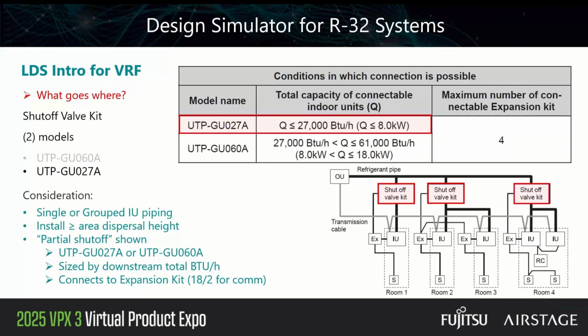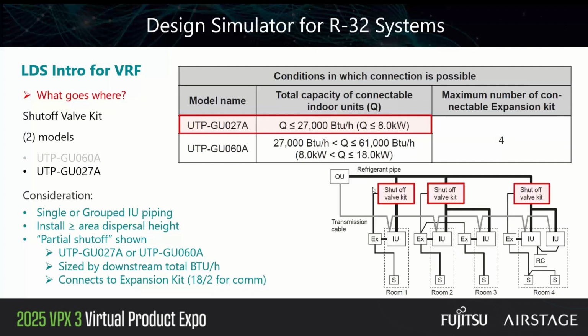For shutoff valve kits on the indoor unit side, let me preface that we can use either the 060 or the 027. It depends upon what the downstream capacity is that's going to be connected to the shutoff valve kit. Anything over 27,000 BTUs, we would use the 060. Anything less than or equal to 27,000 BTUs would be the 027. It's going to be installed at or greater than the dispersal height, for example. If this is indoors, we want this at the same dispersal height, if not greater. And again, depending upon where the shutoff valve kit is located.